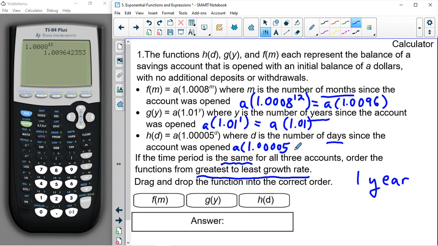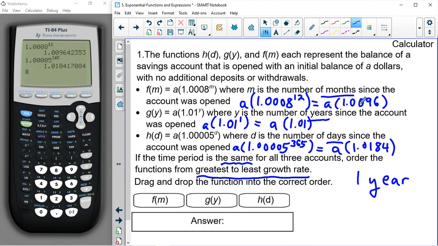Well, let's think. If it's number of days to get to 1 year, it needs to be 365 as the exponent. So we just type that in the calculator. 1.1234 zeros, then a 5 to the power of 365, which comes out to a times 1.0184. It rounds to that. Now we just have to put these in order from greatest to least growth rate.